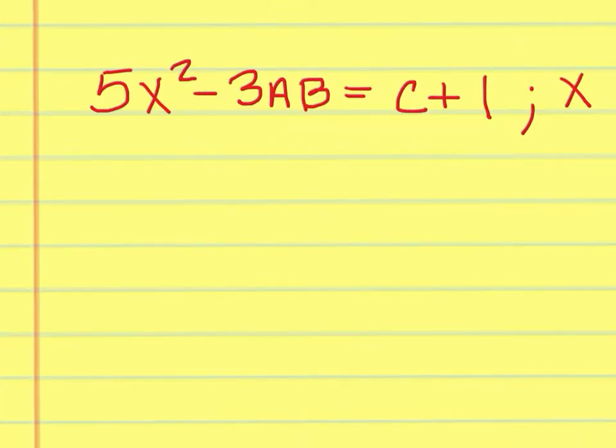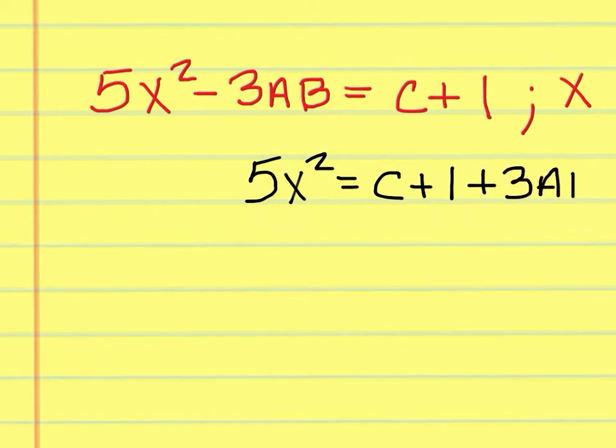To solve for x, we must begin undoing everything around it. And we're going to start with this minus 3ab. So we'll have 5x squared equals c plus 1 plus 3ab on the right side. We must now divide both sides by 5.